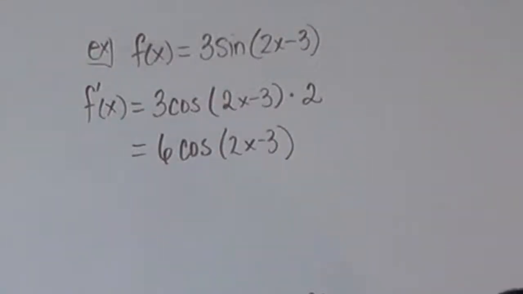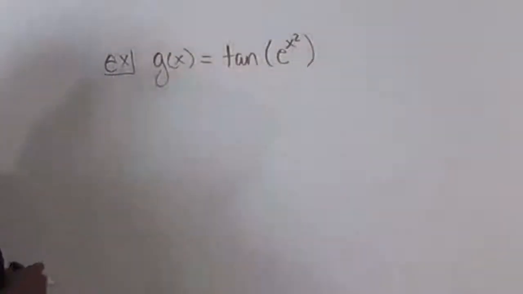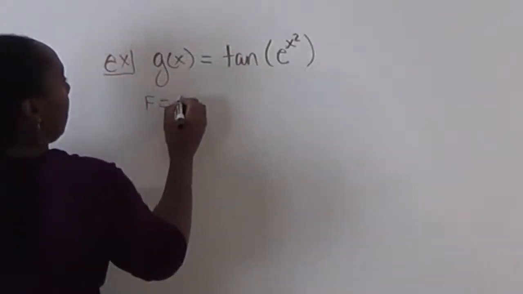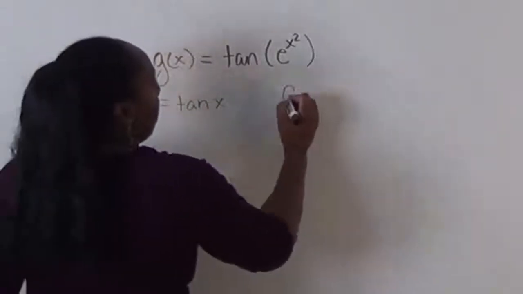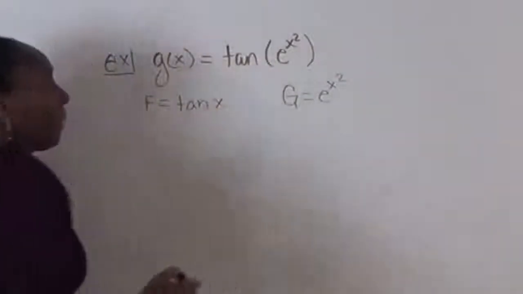Okay. If you cannot do these kind of just by looking at them or just kind of walking through like we just did, then I would recommend writing out your pieces, taking their derivatives, and then plugging in. So for example here, if my g of x is tangent of e to the x squared, I can think capital F is going to be tangent of x, capital G is going to be e to the x squared.